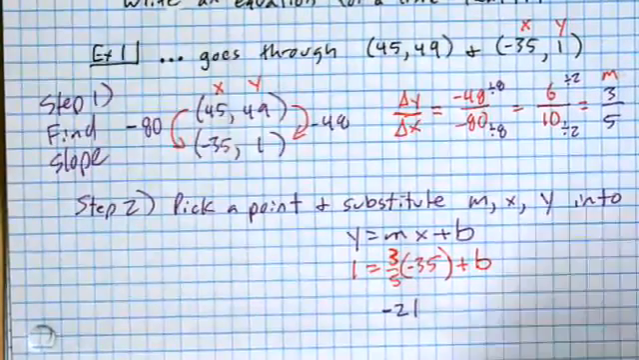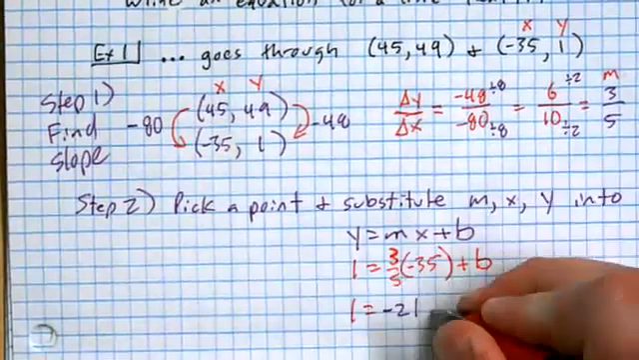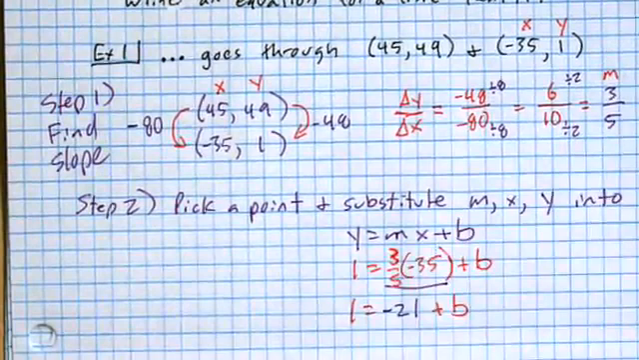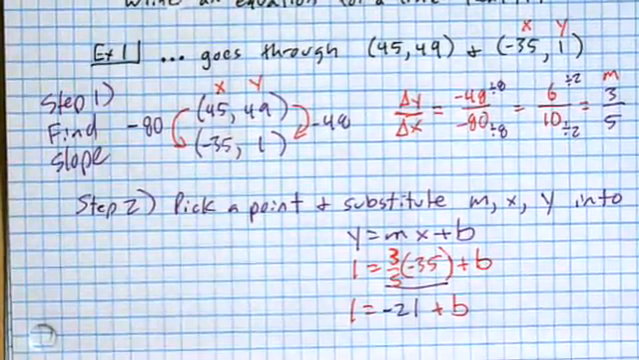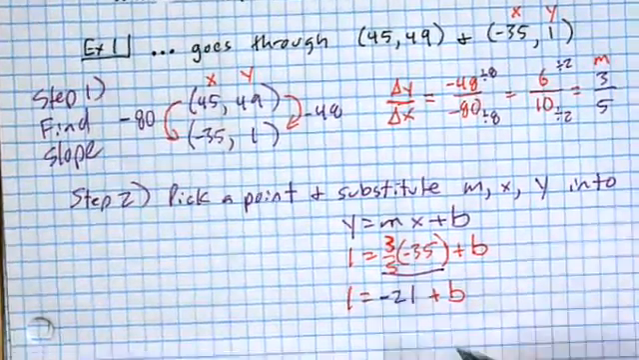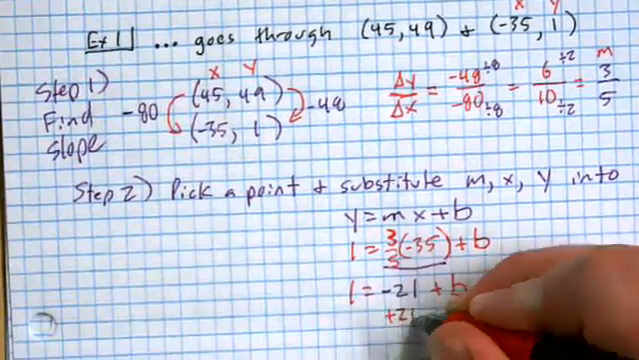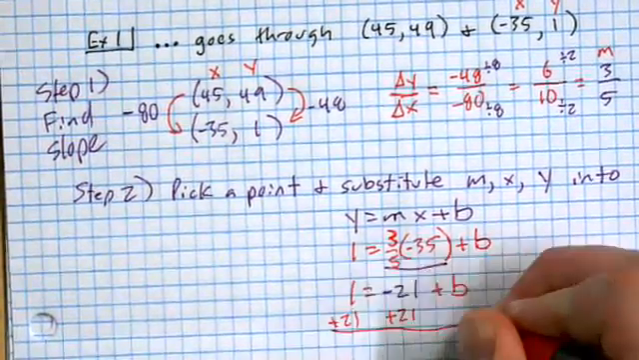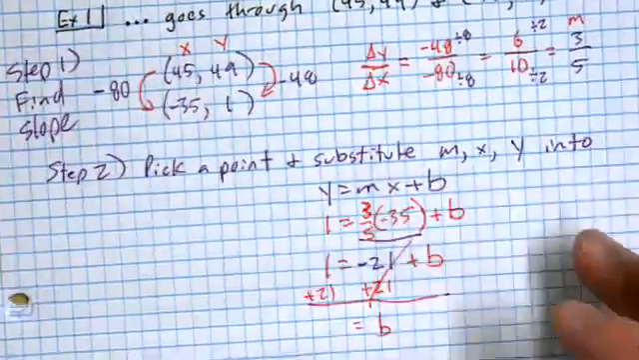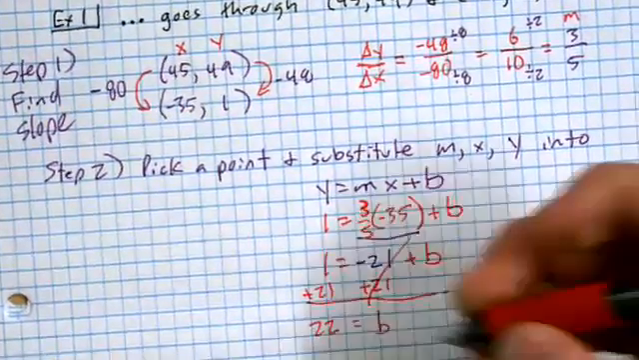All right, bring down your 1 and your equal sign and your plus b. So far, we've just simplified that. And ultimately, we want to figure out what b is, so let's get it by itself. What are we going to do to get that b by itself? Right now, it's got this minus 21 here. How are we going to get rid of that? Do plus 21 on both sides. Those cancel out. b is left over. 1 plus 21 is 22.